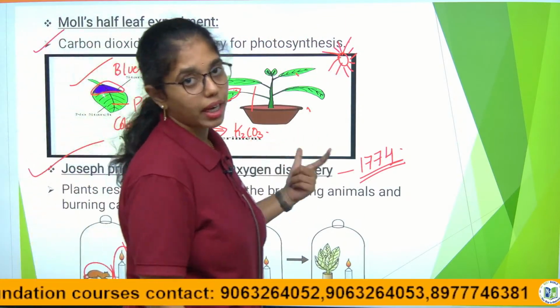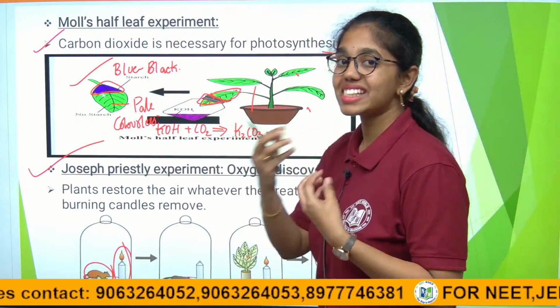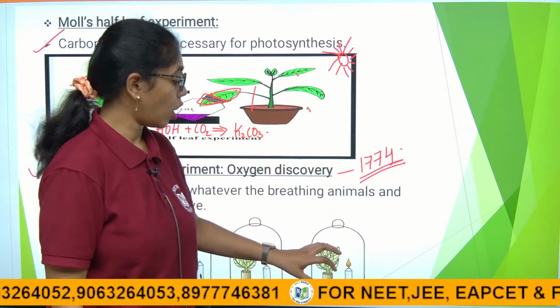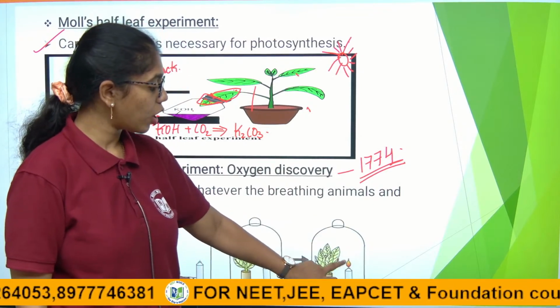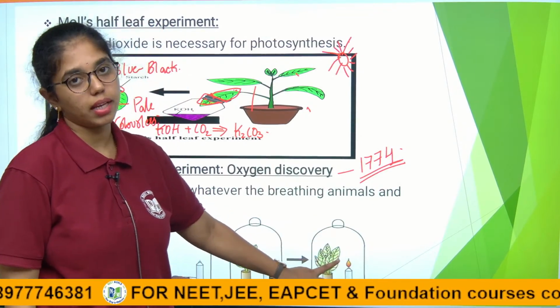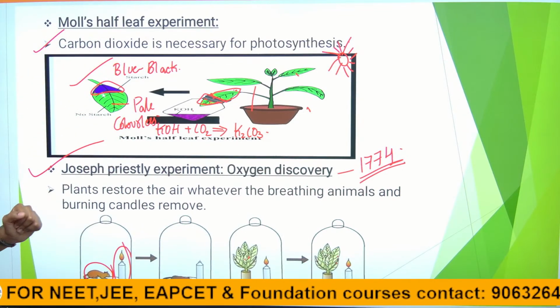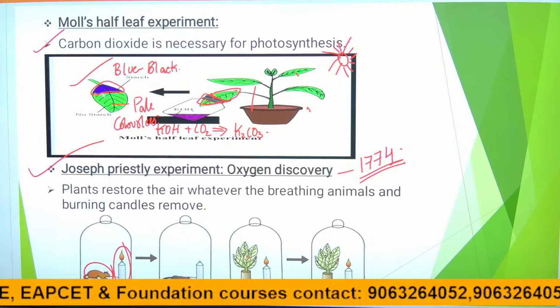Later he named that gas what? Oxygen. Okay, oxygen which is exhaled by the plant is taken by the rat, and carbon dioxide which is exhaled by the rat is taken by the plant for the process of photosynthesis. This is what is explained by Joseph Priestley, and he is the scientist who discovered oxygen.